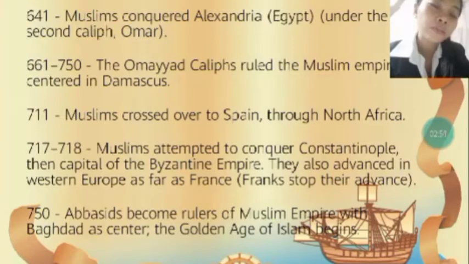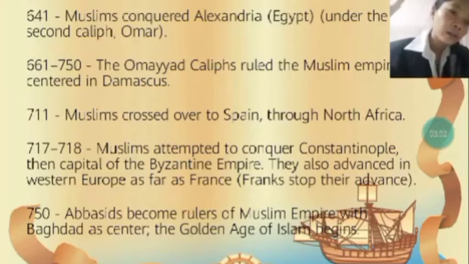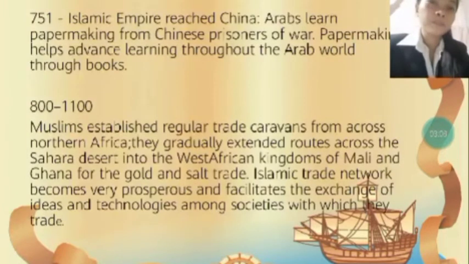In 750 CE, the Abbasids became rulers of the Muslim Empire with Baghdad as its center. The Golden Age of Islam begins. In 751 CE, the Islamic Empire reached China. Arabs learned papermaking from Chinese prisoners of war. Papermaking helped advance learning throughout the Arab world through books.